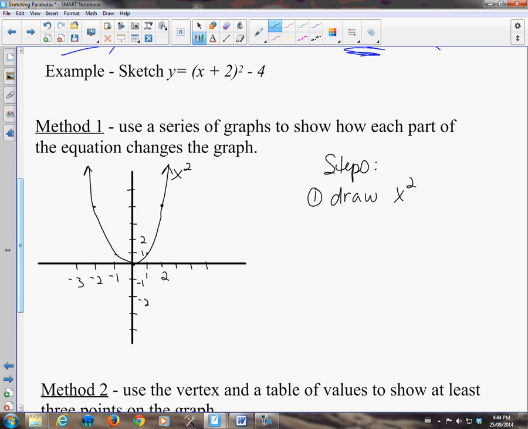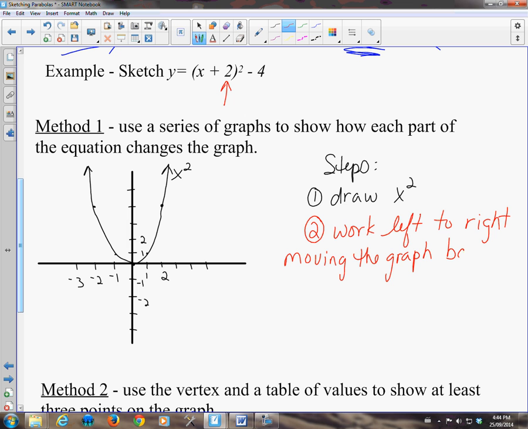Second thing we do, look at the numbers in our equation. I can see I have a +2 in the bracket. So basically the next thing I do is work left to right, showing what each number does to the graph. So we work left to right, moving the graph based on the number.